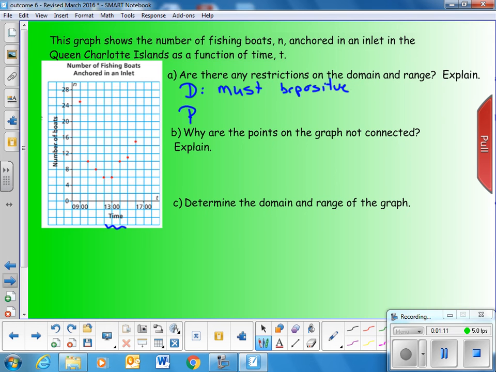For the range, restrictions on the number of boats. Again, negative number of boats doesn't make sense, so they must be positive. But we further have a restriction on the range because we also can't have fractions of boats, so they must be whole numbers.